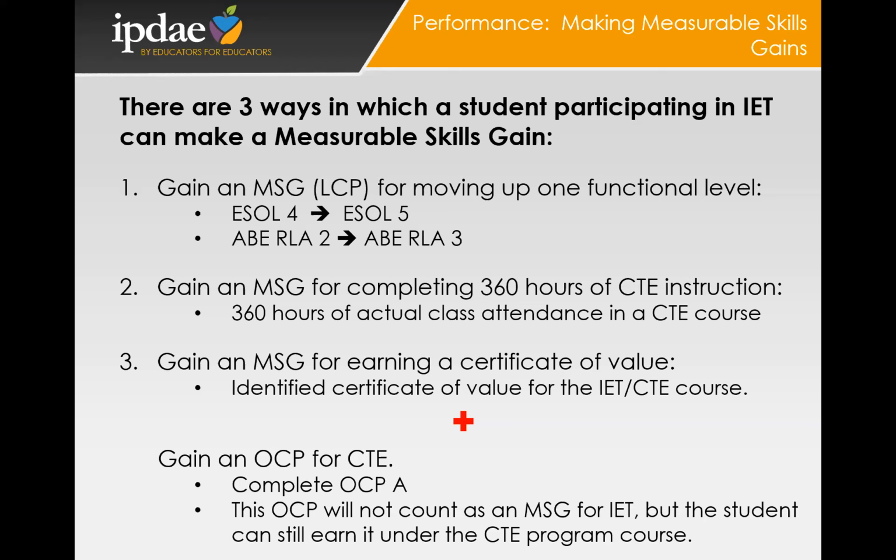And I just want to talk for a minute about an additional measurable skills gain. For those of you who are CTE teachers, basically, you know that any student registered in a CTE class will gain an MSG when they complete an occupational completion point, or an OCP. So the more OCPs the student completes, the more MSGs they will earn. What you need to understand is that OCPs cannot be reported as MSGs for IET participants, okay? They are separately reported as OCPs, but they're not reported under the IET umbrella.